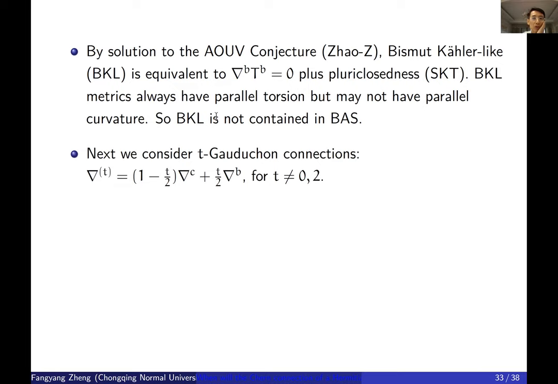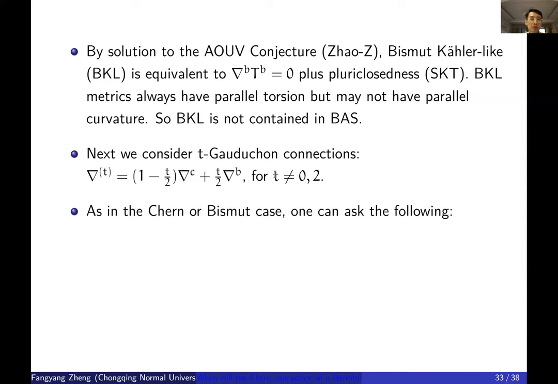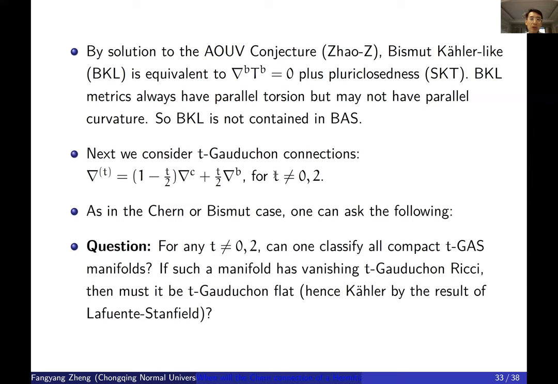So let me briefly recall the Gauduchon case, right? The Gauduchon connections means you're considering the one parameter family joining the Chern connection and the Bismut connection. Here, when t equals 0, you get the Chern connection. When t equals 2, you get the Bismut connection. So we require t to be not equal to 0 or 2, which means the other Gauduchon connections. As in the Chern or Bismut case, one can ask these naive questions.